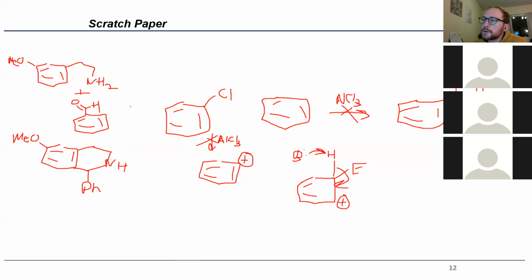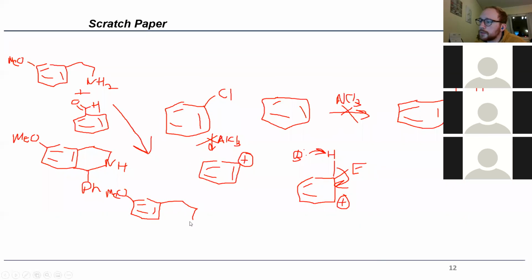Okay, so let's break it down. The first step here is going to be a condensation of the amine onto the aldehyde. So we get to a product like this.